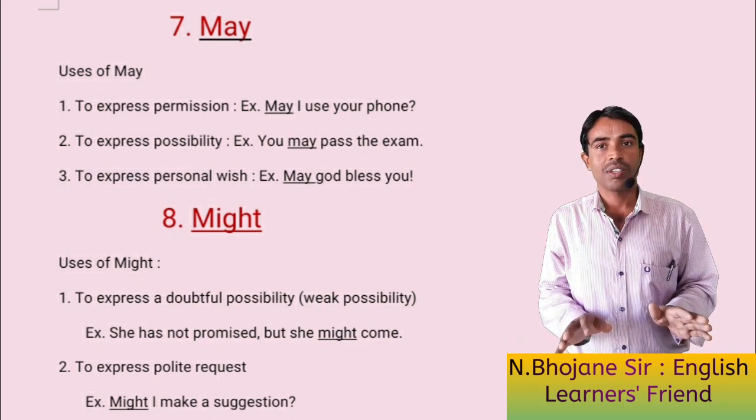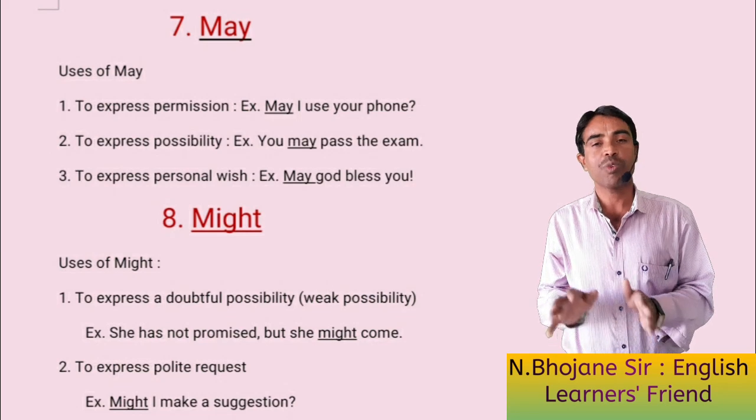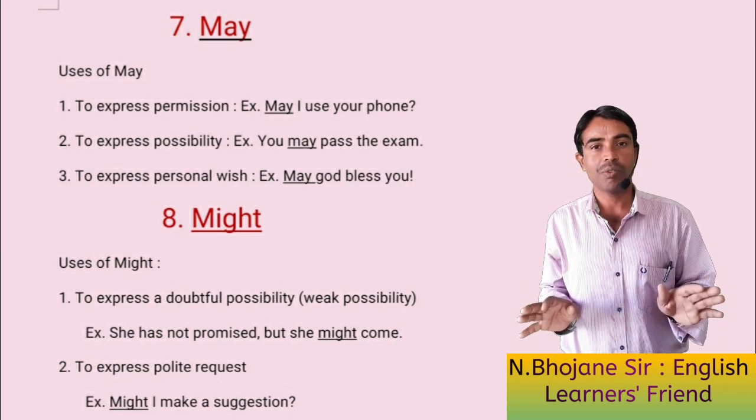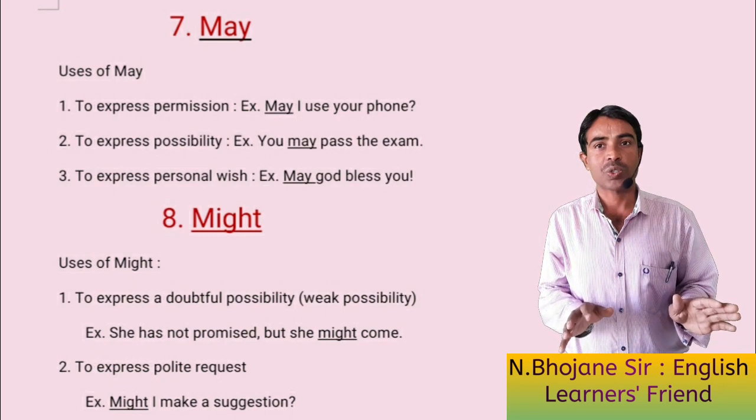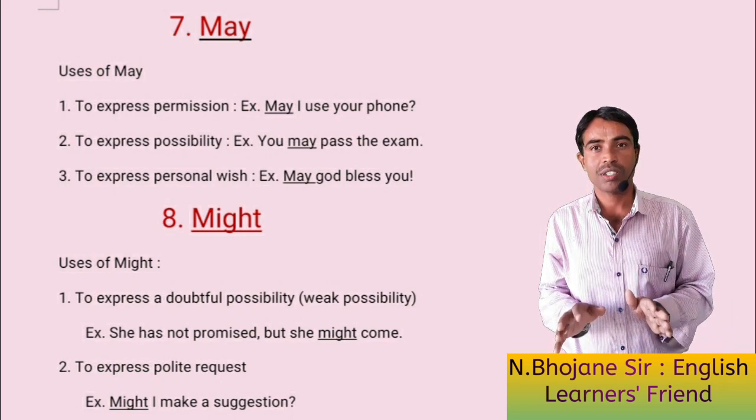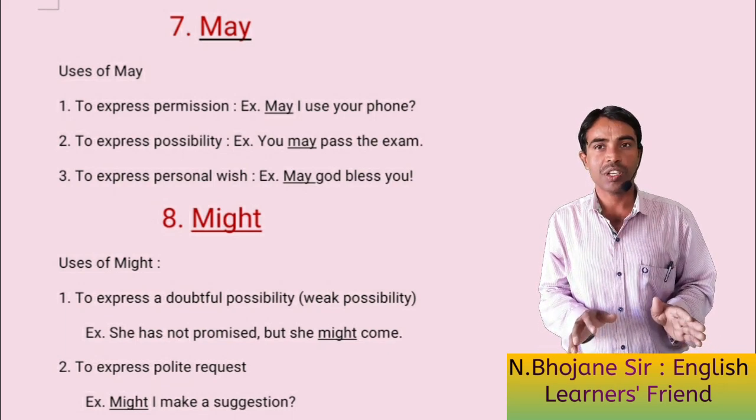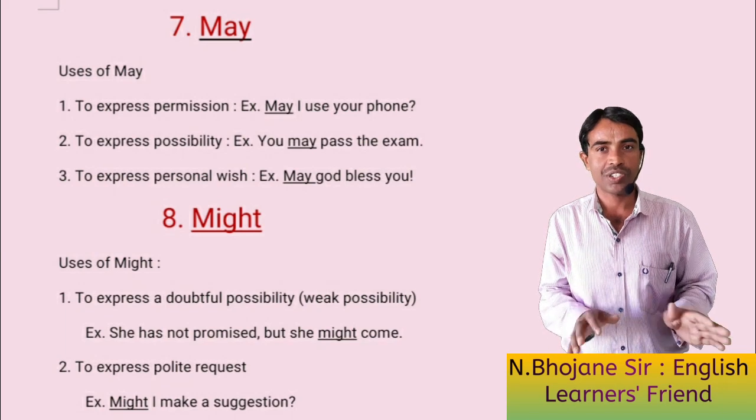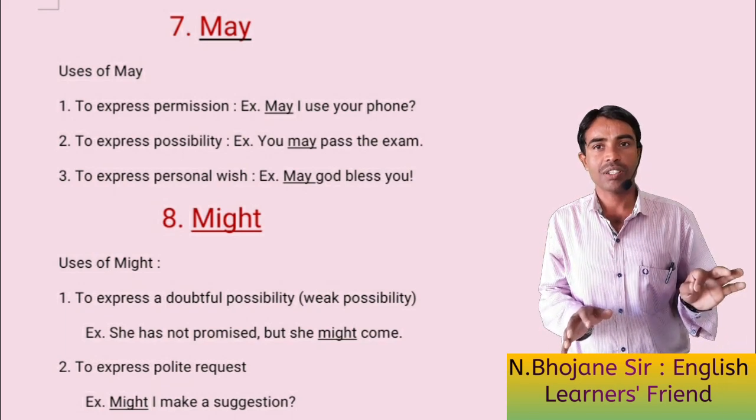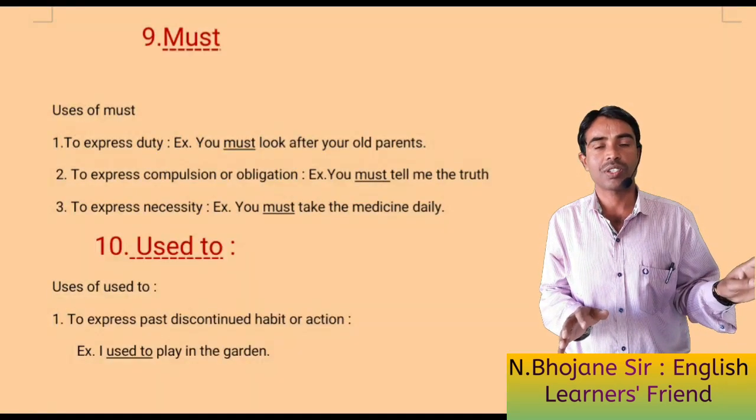Might. Uses of might. Might is used to express a doubtful possibility, or we call it weak possibility. For example, she has not promised, but she might come. Might is also used to express a polite request. For example, might I make a suggestion? Here might shows polite request.